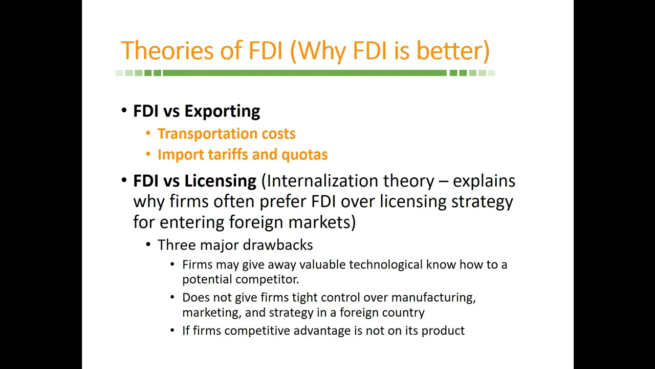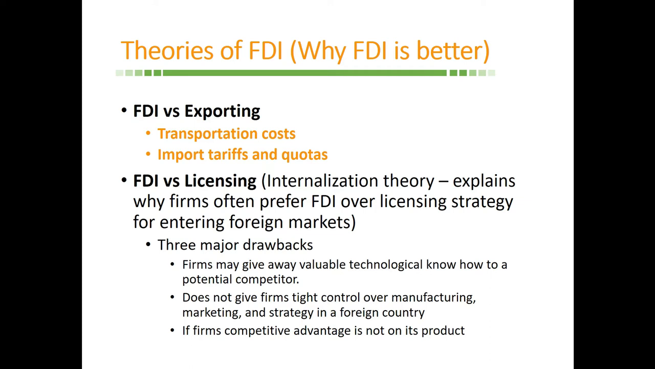The viability of an exporting strategy is often constrained by transportation costs and trade barriers, such as tariffs and quotas. When transportation costs are added to production costs, it becomes unprofitable to ship some products over a large distance. This is particularly true of products that have a low value-to-weight ratio and can be produced in almost any location. For such products, the attractiveness of exporting decreases relative to either FDI or licensing.